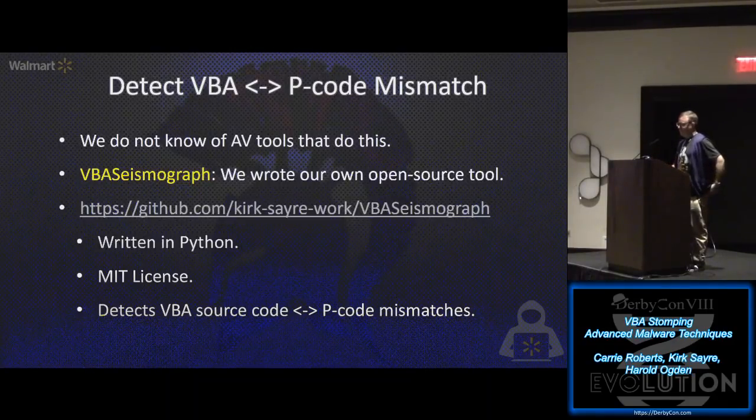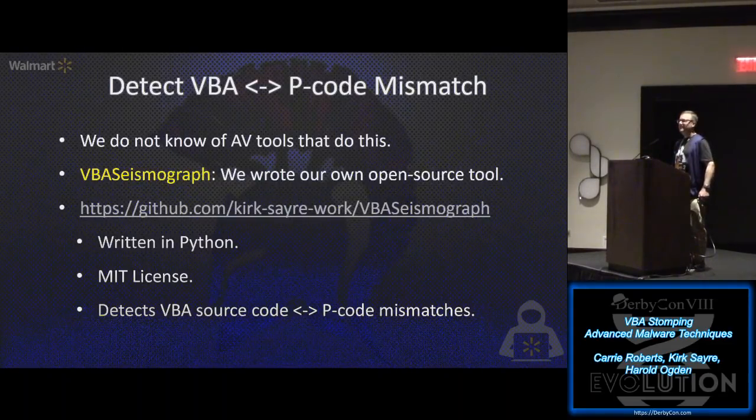What VBA Seismograph does is look through the Pcode, pull out all of the defined function names and variable names, and check: do these show up in the VBA source code? It looks for all of the string literals that are defined in the Pcode. Do those show up in the VBA source code? Interestingly enough, the Pcode actually includes the comment lines that should show up in the VBA, so we check for those also.